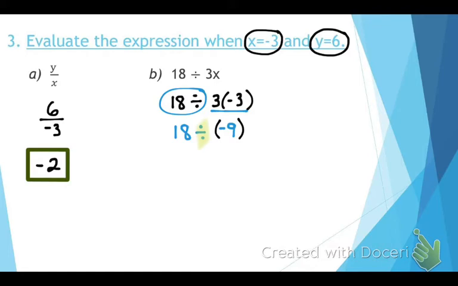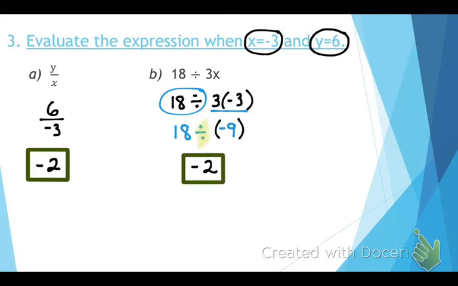All right, so at this time, I know I'm dividing, okay? So I've got to count my signs, even and odd. Do I have an even or an odd amount of negative signs? An odd, there's only one, so my answer has to be negative. What is 18 divided by 9? 2, and we already knew it was a negative, so your answer is -2.